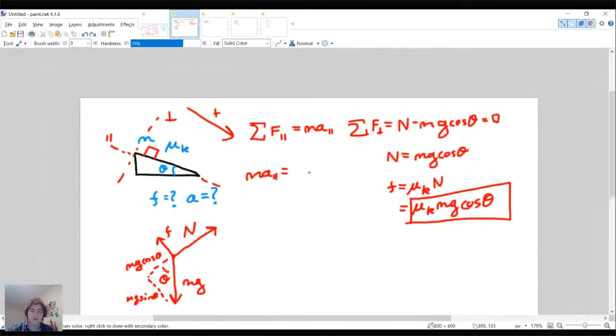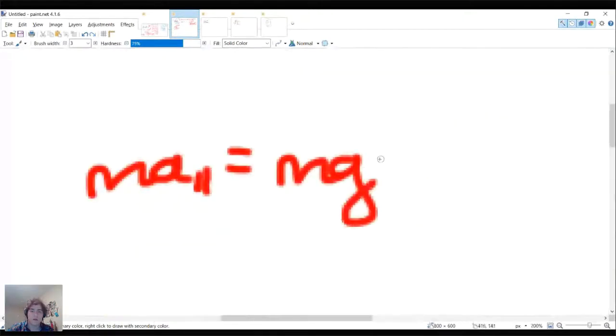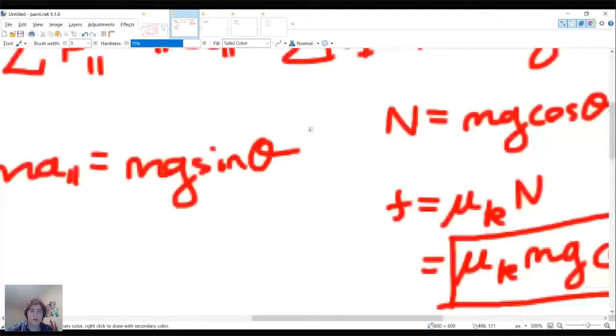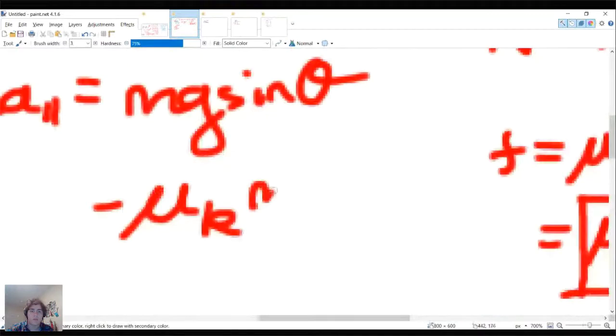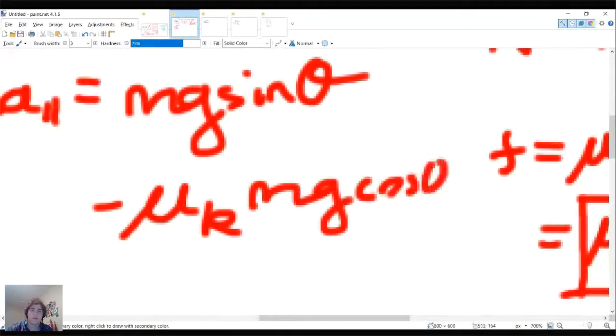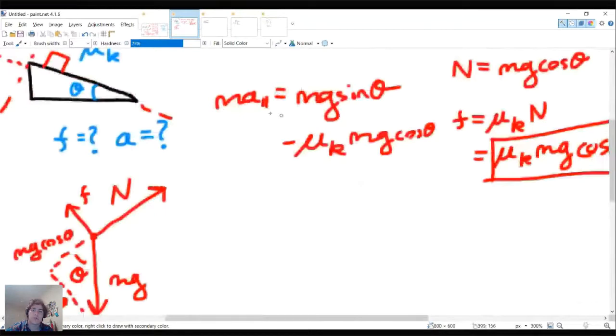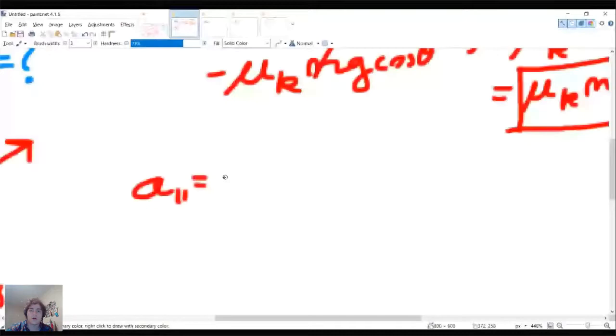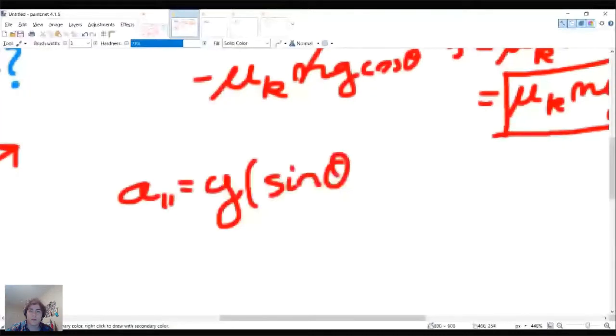So now we have mg sine theta minus mu k mg cosine theta. That's just the friction force. And there's mass on both sides, so we can divide both sides by mass. Now we get the acceleration in the parallel direction is, I'm going to factor out a g here, g times sine theta minus mu sub k cosine theta.